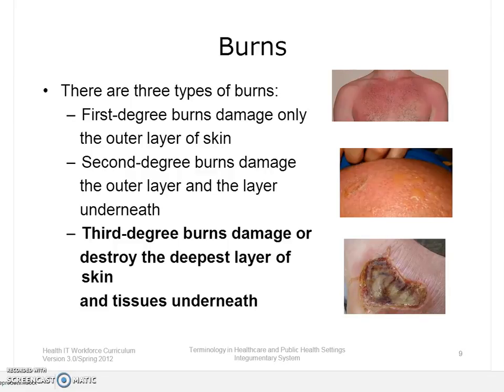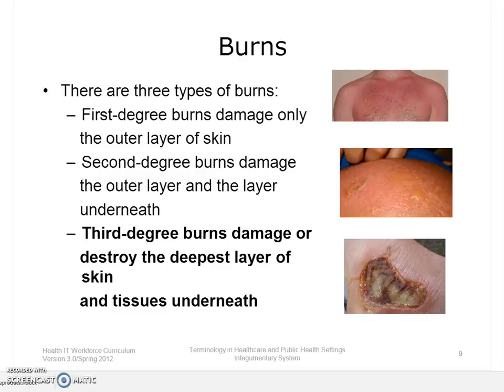Third-degree burns damage or destroy the deepest layer of skin and the tissues beneath. These burns are called full-thickness burns since they involve all three layers of skin: the epidermis, the dermis, and the fat layer. Usually, the sweat glands, hair follicles, and nerve endings are destroyed as well.